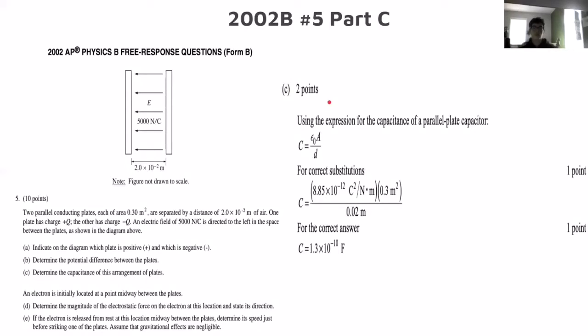All right, for part C, this was a perfect representation of what we spoke about in the review video. We just have to use the capacitance equation, which is the permittivity of space times the area over distance. And they give you everything you need, because obviously the permittivity of space is a constant, 8.85 times 10 to the negative 12, in the units. The area is given to you here, 0.3 meters squared. You just plug that in for area, and then the distance is given to you right here. The 2 times 10 to the negative 2 meters is also equal to 0.02 meters. Then you just plug it into your calculator and you get 1.3 times 10 to the negative 10 farads. Pretty simple.